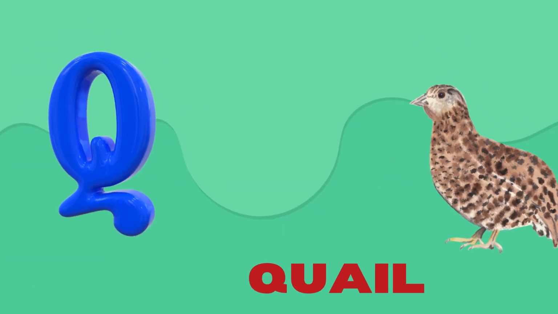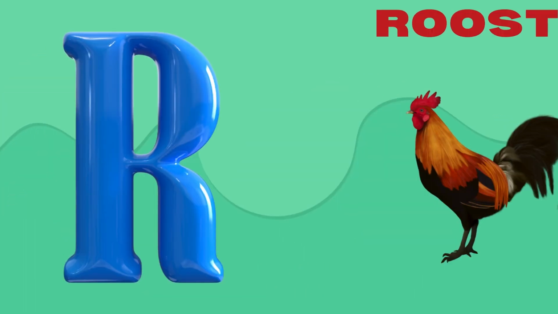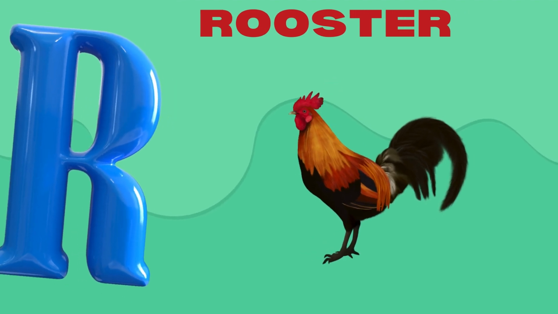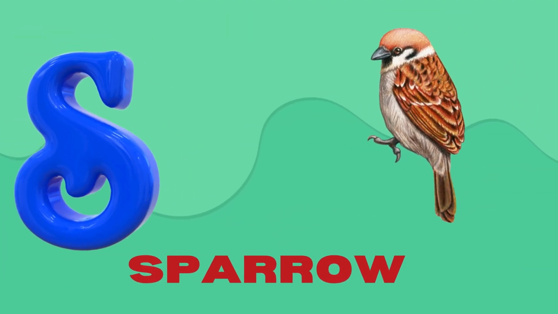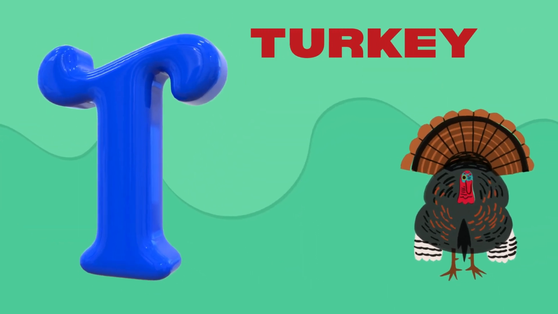Q is for quail. Q, q. Quail. R is for rooster. R, r. Rooster. S is for sparrow. S, s. Sparrow. T is for turkey. T, t. Turkey.